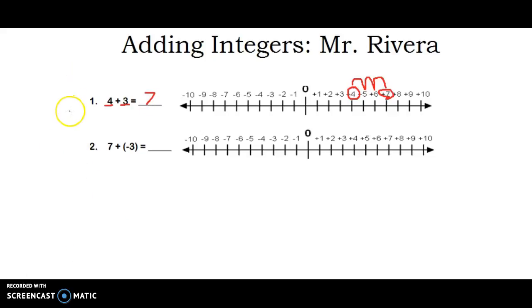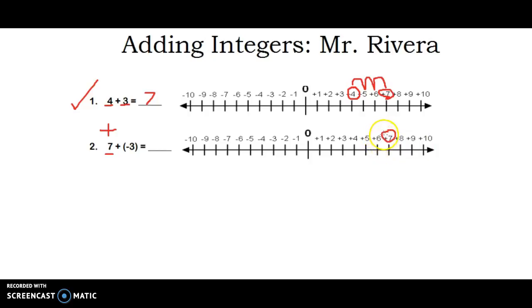Alright, on to our next example. So for number 1, check. Number 2 is 7 plus negative 3. So we're still starting at positive 7 because 7 doesn't have a negative sign in front of it. So we're starting at positive 7. And then plus negative 3.